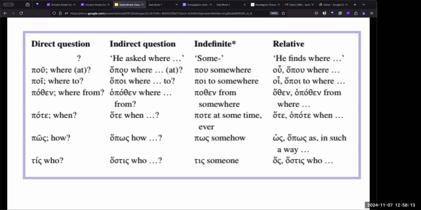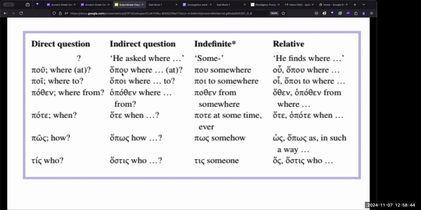Pos, how? And then hopos, same thing, the question word, how's, so he asked, how did Achilles kill off Hector? You can either say pos or hopos there. He did it somehow, pos. This was the way in which, or this was how Achilles killed Hector, right? Hos and hopos over there at the end.